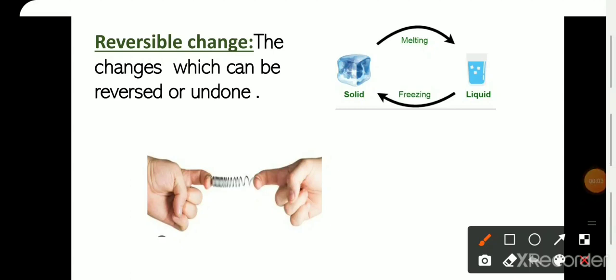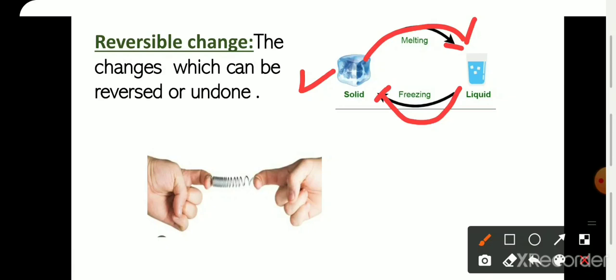Now next change, reversible change. So the changes which can be reversed or can be undone, such changes are reversible changes. So for example, here it is ice. Ice on melting will give you water. And water on freezing will give you ice.